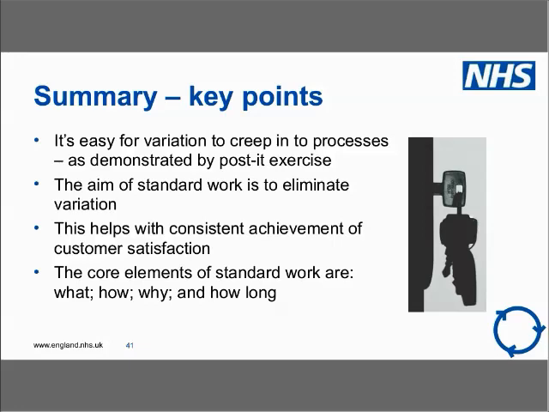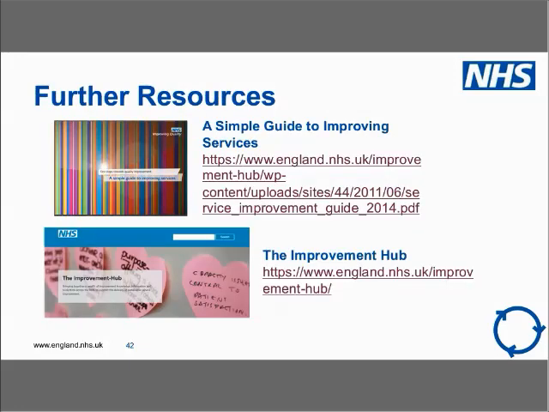The aim of standard work is therefore to try and eliminate that variation by having a consistent, repeatable sequence that we can use to do our work. And that's going to help with consistent achievement of customer satisfaction. The core elements of standard work are what we do, how we do it, why, in terms of the key point reason why we do it that particular way, and how long it takes us to do this particular aspect of the process. So I think that brings us roughly to the end of the module. We've just got a couple more slides to look at.